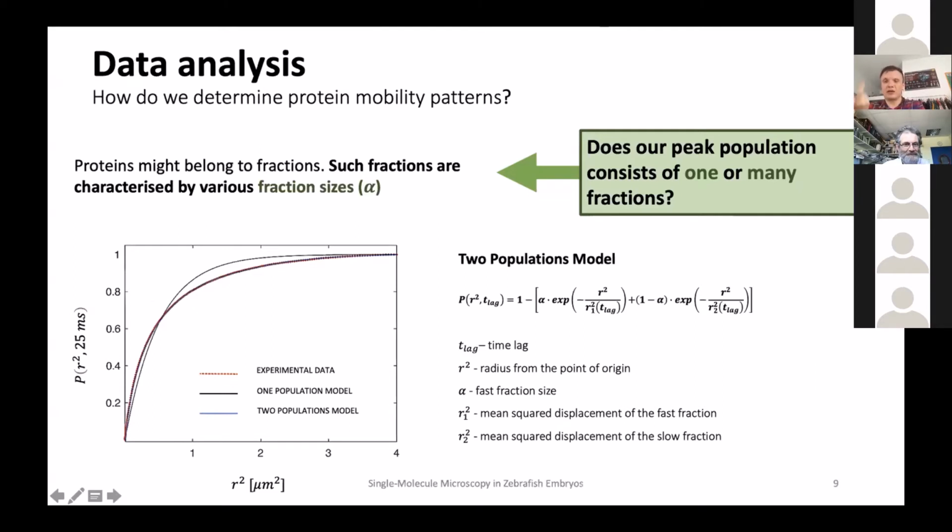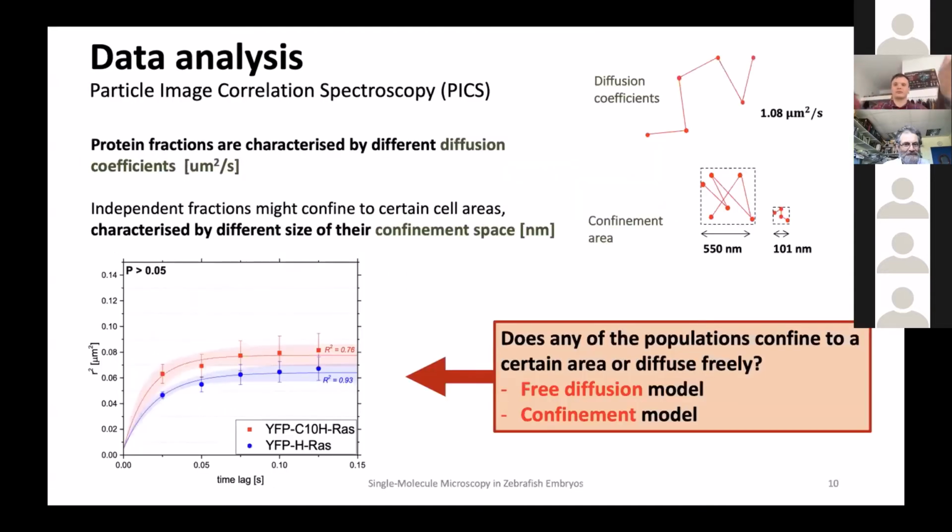And what do we do next? How do we then establish the confinement area or the initial diffusion coefficient? We plot those square displacements over time lag, so we see what happens with the square displacement with the increasing time lag. There are two possibilities. If you see the graph below, if the trend is linear, if it's a linear correlation, then there's no confinement. The molecules move freely and are unconstrained by any factors, whether genetic or structural factors of the cell.